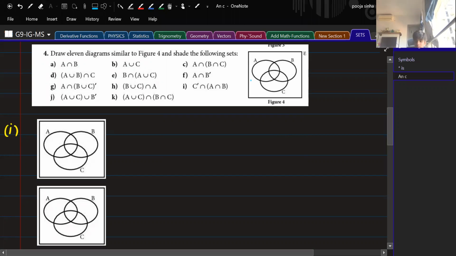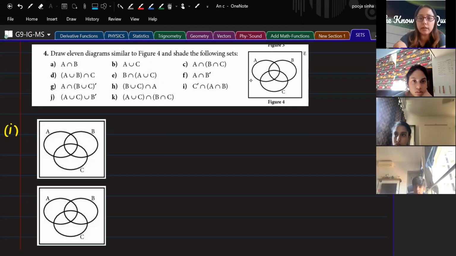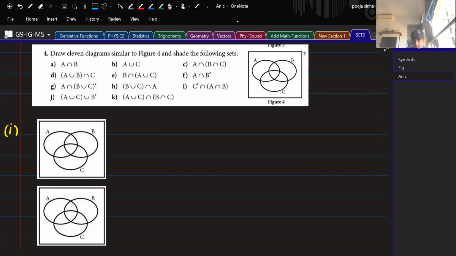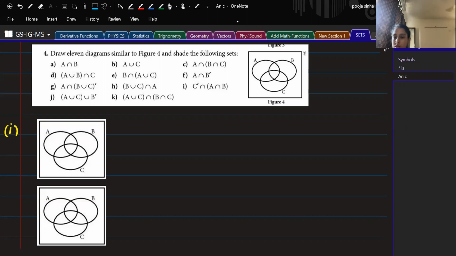Middle A. Say it, everybody, I want everybody to say. Middle. Annotate on A and B. Yes, you can. So one by one, can we annotate? I don't have that option. Okay.